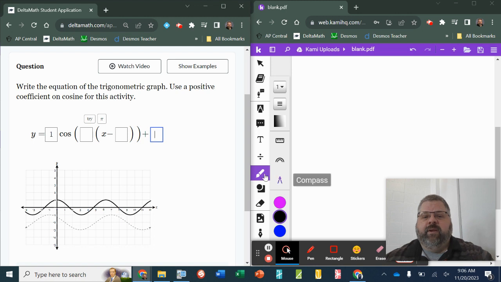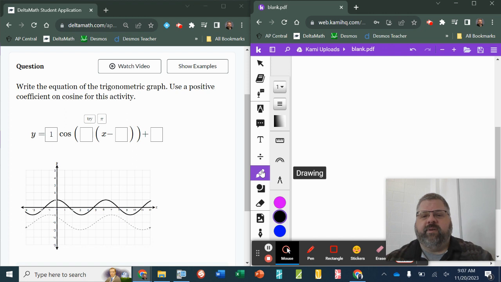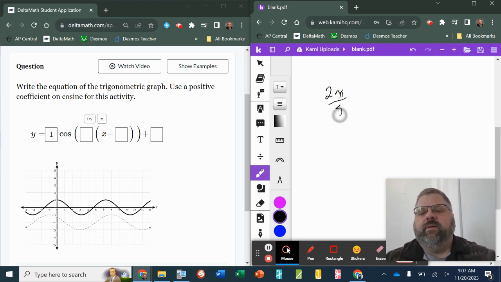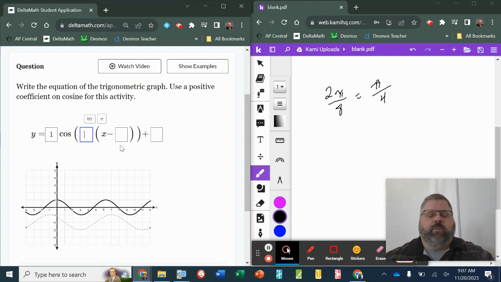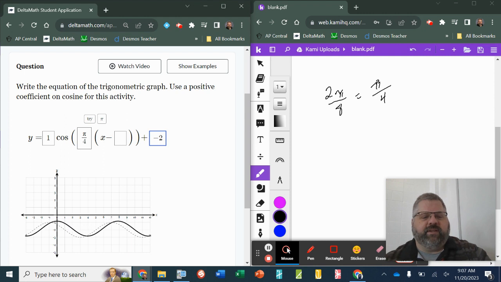So what I would do is I would take 2 pi, and I need to divide it by 8. So 2 pi divided by 8. So that's going to give us pi over 4. So that's what our new period is going to be, is pi over 4. So we're going to go pi over 4 here, pi divided by 4. Whoops, not 0.4, divided by 4. And then I know my midline was -2. So let's go ahead and press enter and see where this gets us to.